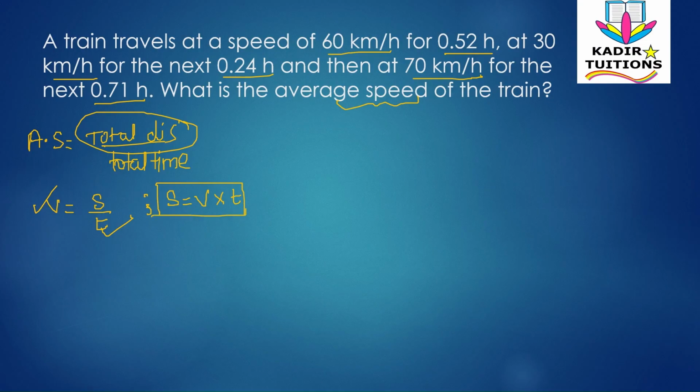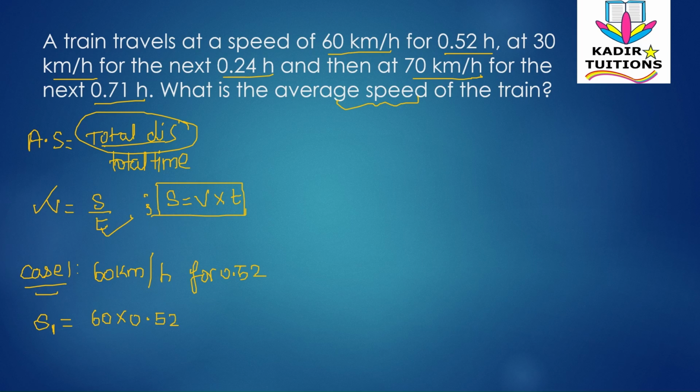Okay, so first we will do case 1. What have they told? 60 kilometer per hour for 0.52 hour. Then what is the distance traveled over here? I can keep it as S1. So I can multiply 60 and 0.52. If you multiply 60 and 0.52, you will get 31.2 kilometer.